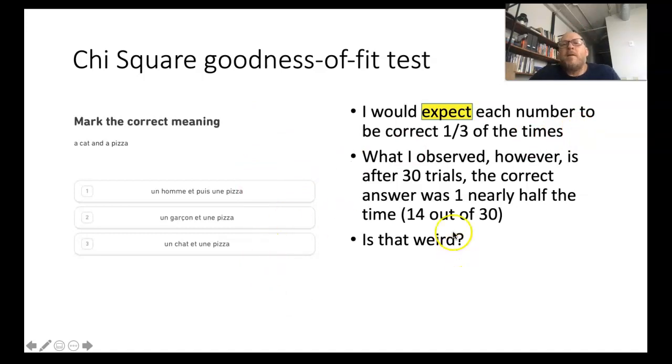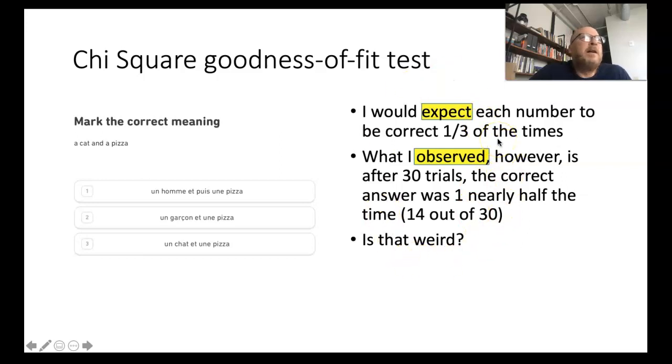Okay. What I observed is I counted this over 30 trials and found that the answer was number 1 almost half the time, 14 out of 30 times. So, and I'm like, is that weird? So this is exactly what the chi-square test does. This is the logic of the chi-square test.